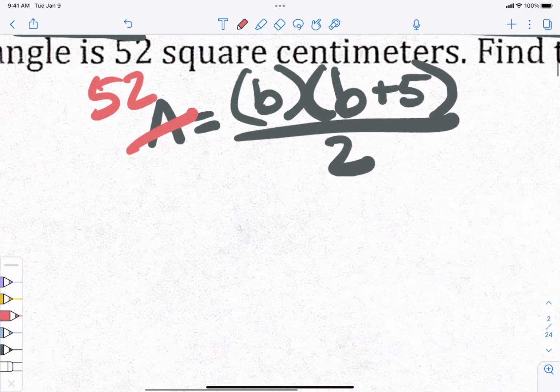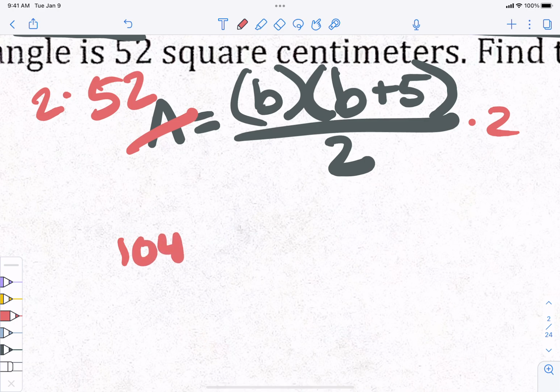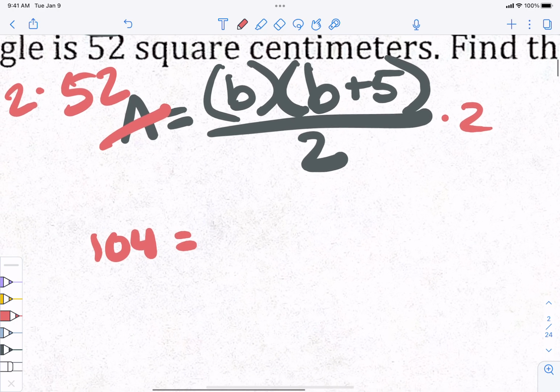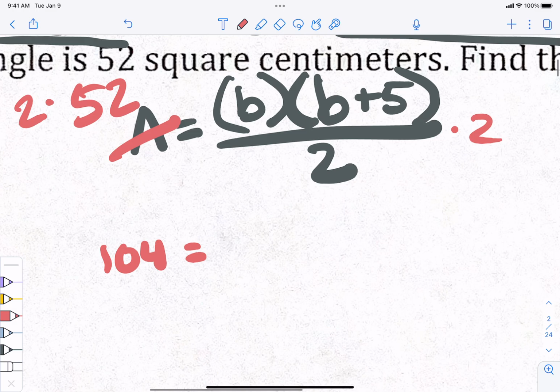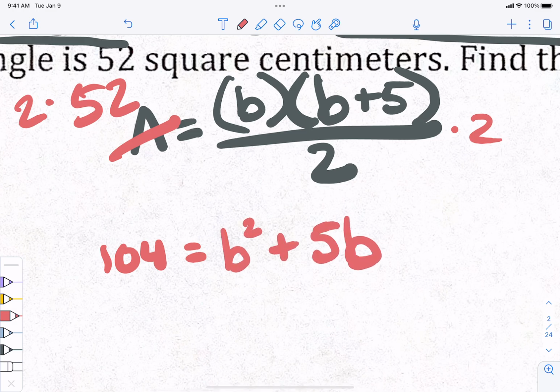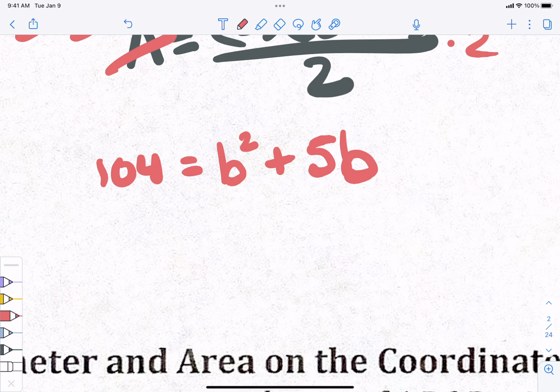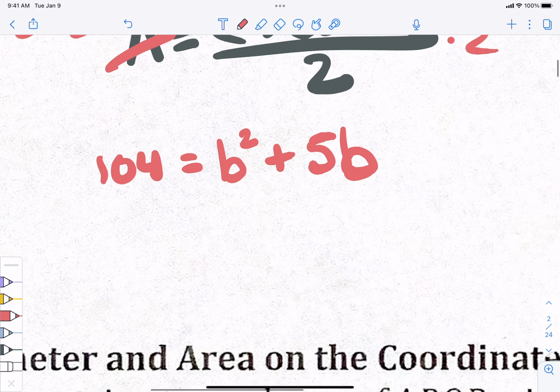And now I have to unwind this thing in order to figure out what B is. So what would you like to do? Times 2. 52 times 2 is 104, I believe. Now what is B times B plus 5? B squared plus 5B. And then how do I solve for B? They said this morning, take the square root, except we have a B over here. You can't take the square root when you have that extra B.